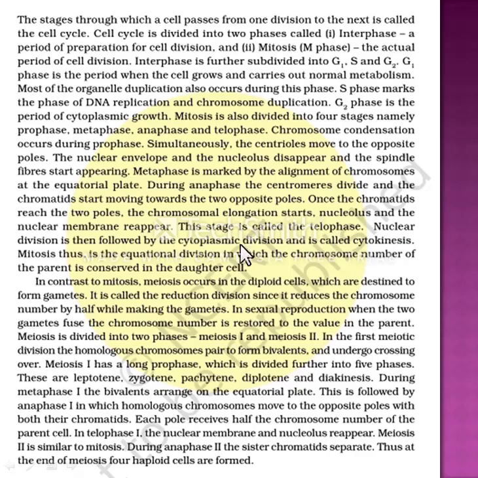Nuclear division is then followed by the cytoplasmic division, called cytokinesis. Mitosis, thus, is the equational division in which the chromosome number of the parent is conserved in the daughter cell.